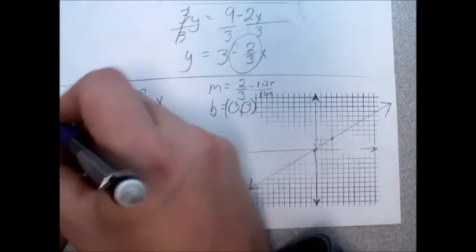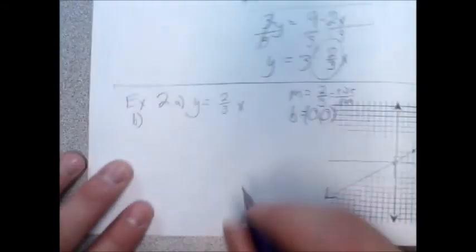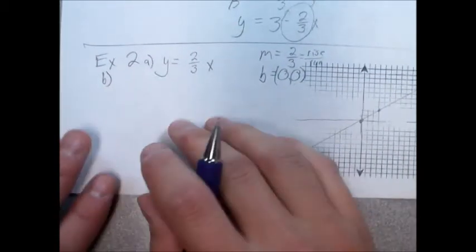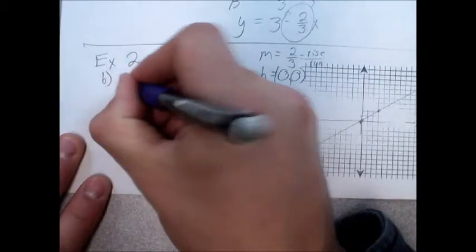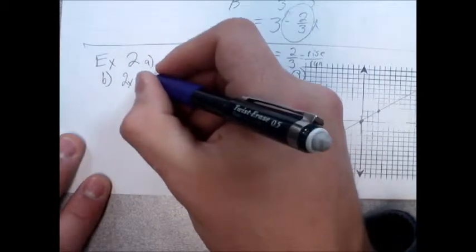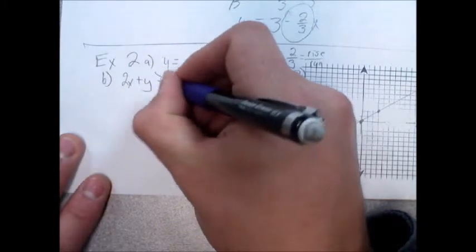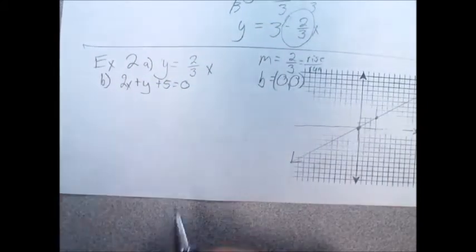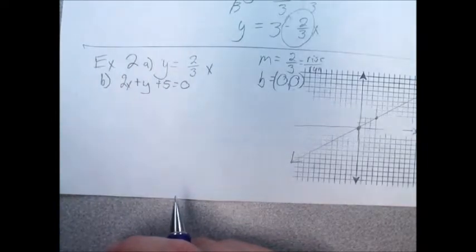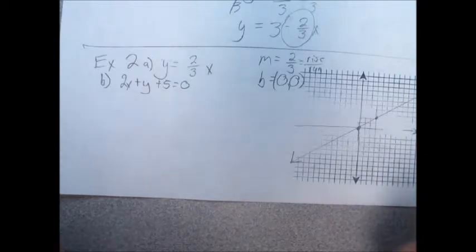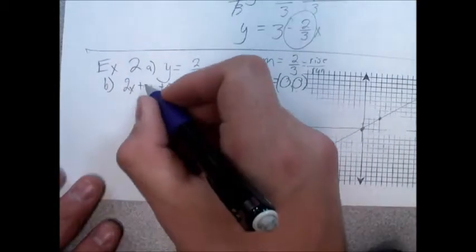Okay, the next one, this was part A, is part B. Part B asks us to take this equation, 2x plus y plus 5 equals 0, and graph it. So, I want to find the slope and the y-intercept. In order to do that, I have to put it in slope-intercept form. So, I need to get y by itself.